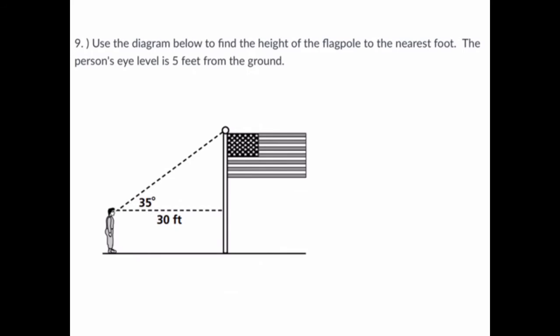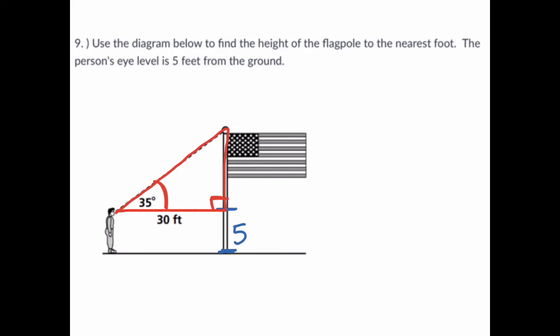All right. The next one wants us to use the diagram below to find the height of the flagpole to the nearest foot. The person's eye level is 5 feet from the ground. So it is important to remember that from here to here is already 5 feet. And then we can use our trigonometry since we know one angle and one side of this right triangle that gets created here between the person's line of sight and the top of the flagpole. So this angle of elevation is 35 degrees.